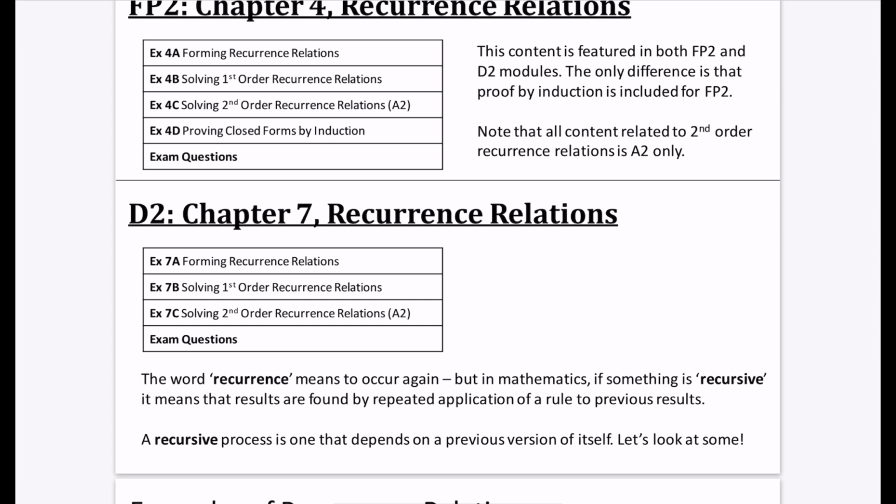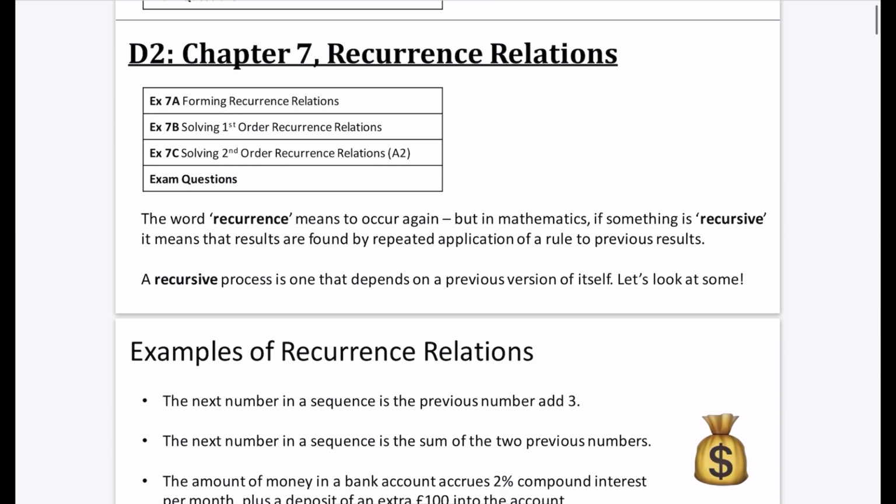That's going to make a lot more sense when you have a look at some examples with me in the next couple of slides. So if we describe a process as being recursive, it is one that depends on a previous version of itself. So let's have a look at some of these things and see why they're called recurrence relations, or why we might describe them as being recursive.